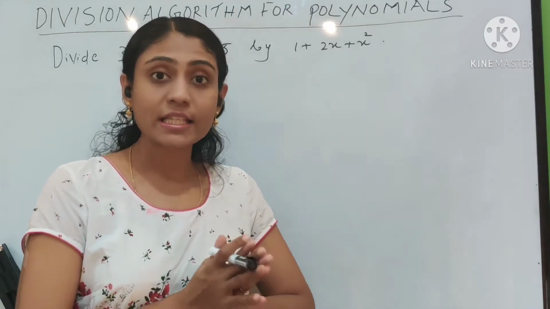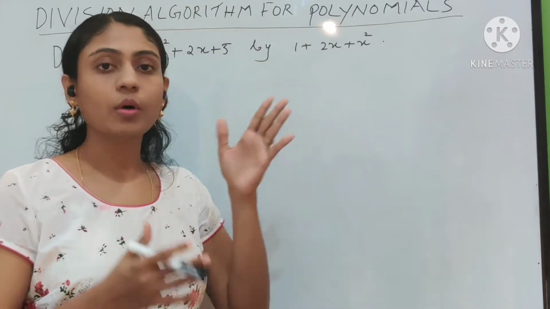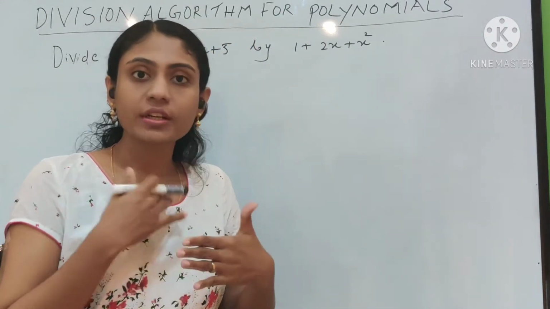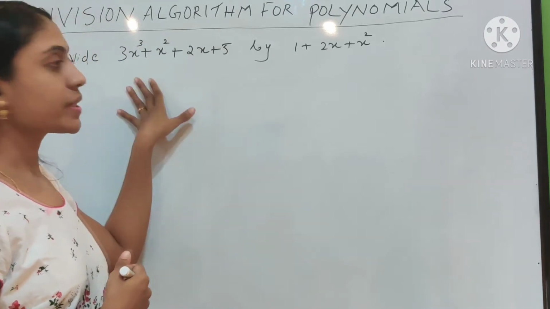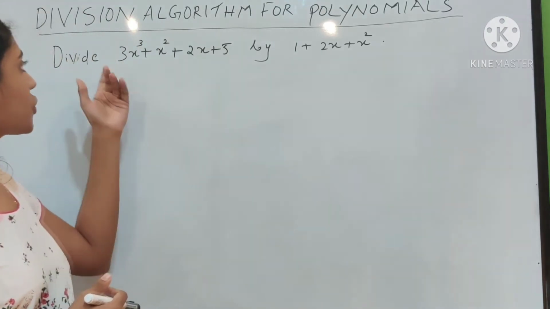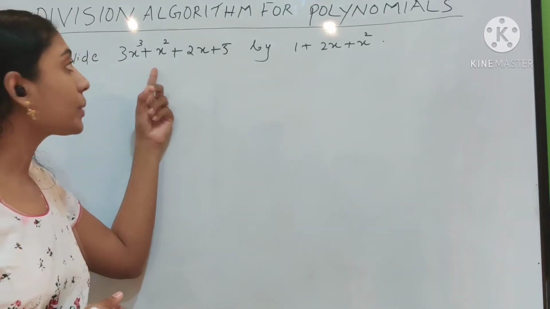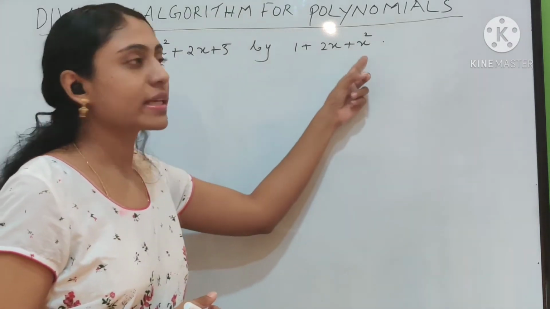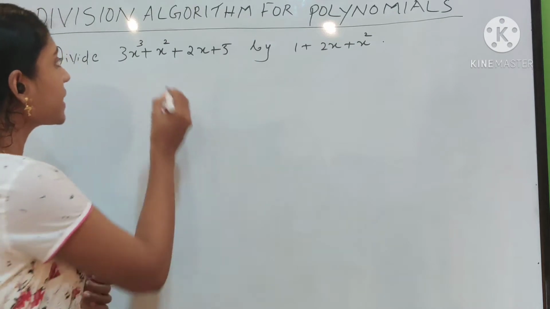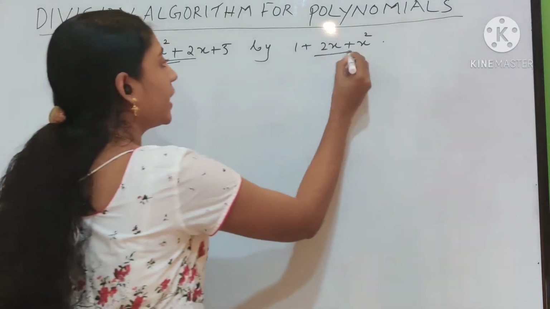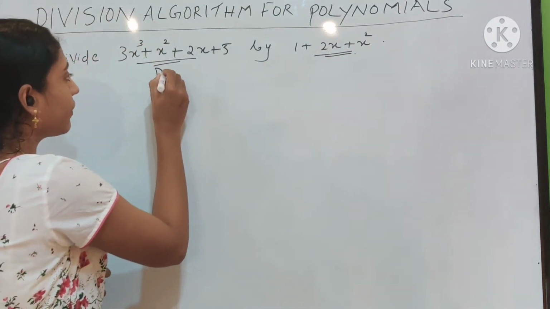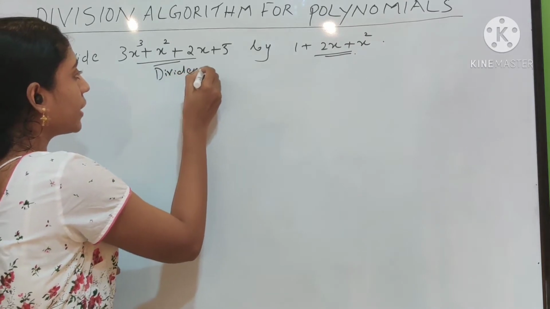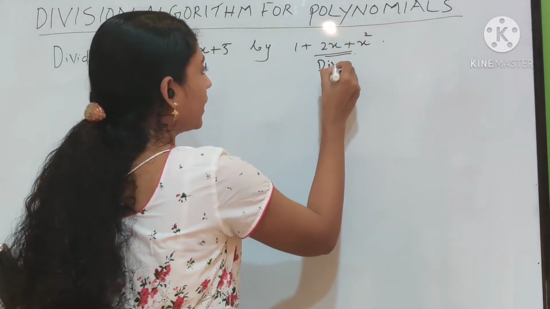Friends, I will explain the division algorithm, or the steps to divide polynomials, using this example. The question is to divide 3x cube plus x square plus 2x plus 5 by 1 plus 2x plus x square. That means this is the dividend and this is the divisor. This is called the dividend and the other polynomial is called the divisor.